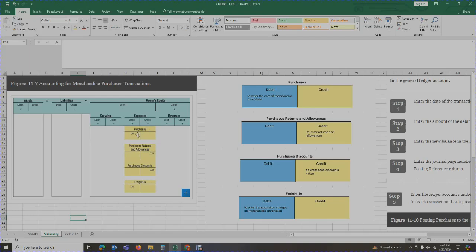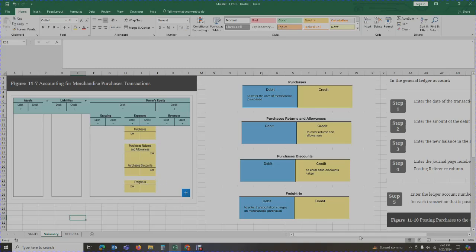Purchases will be debited. Purchases returns and allowances will be credited. It's a contra expense account. Purchases discounts will also be credited because those decrease the amount of your purchase amount. And then the freight will be debited. I don't expect you to memorize the textbook, but do have information such as figure 11-7 handy at all times as you're working your problem. That way it makes it easier to understand, should I be debiting or should I be crediting?